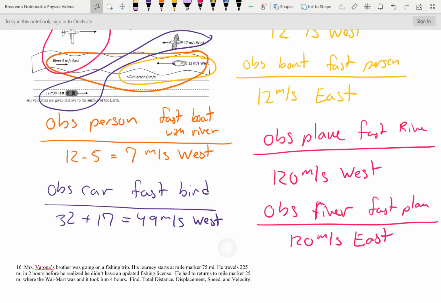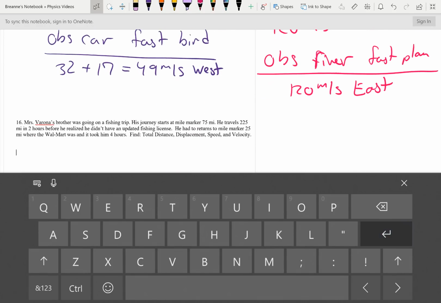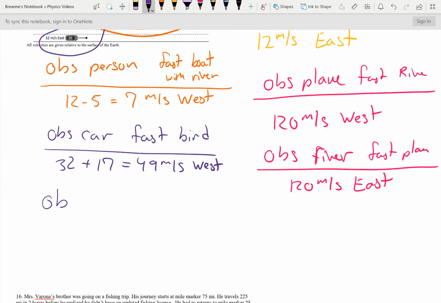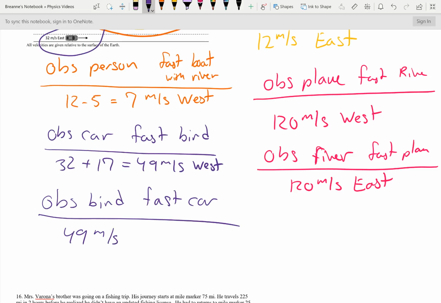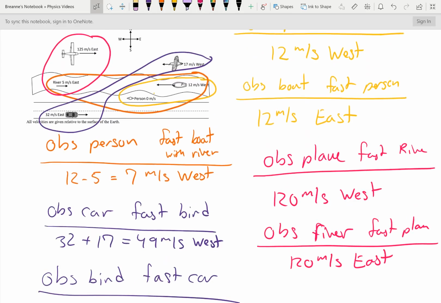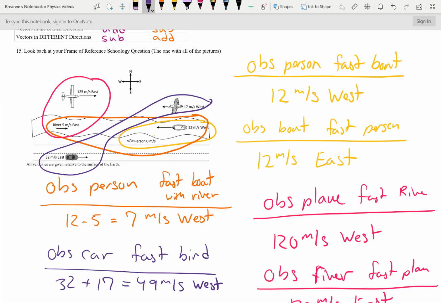And if you're going to flip that and make the observer the bird, and we're seeing how fast the car is, it's still moving at 48 meters per second. Since the car is moving east, coming at the bird, it's still east. So the only time that the direction flips is when you're dealing with the observer not moving, and then the observer's moving, and you have your object not moving.